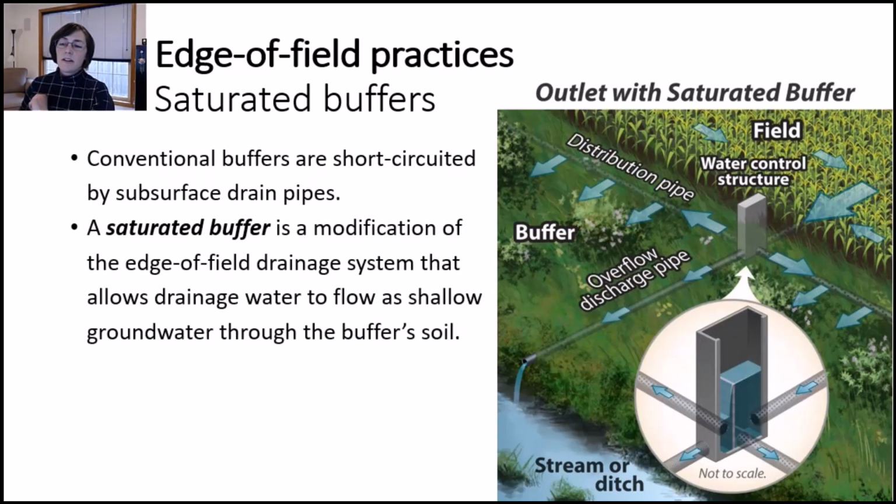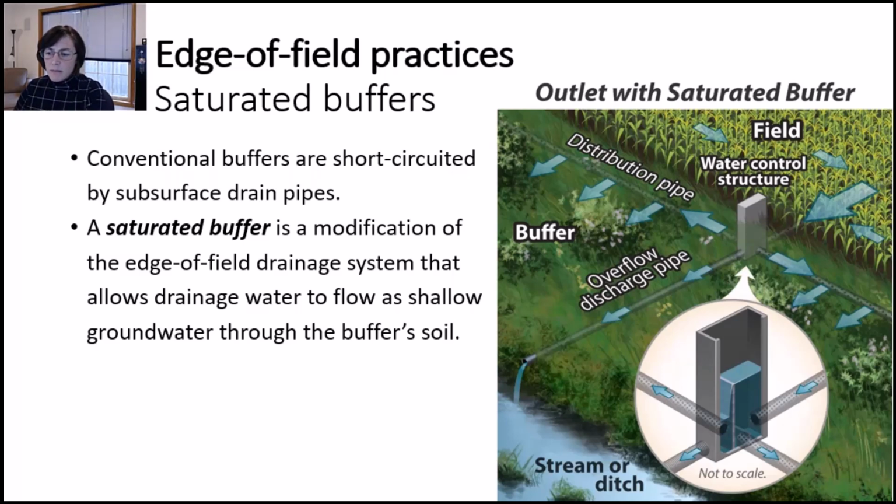A saturated buffer is a twist on a normal grass or vegetated buffer, where we reroute the tile drainage water underground to flow as shallow groundwater through the buffer's soil. This is a modification of the edge of field drainage system. This practice returns the tile drainage water back into shallow groundwater so that it can flow through the soil itself via natural gradients to the stream, returning to the stream as base flow. By flowing through the soil rather than through a pipe, we begin to reap all the good benefits of all those good microbes in the buffer soil.